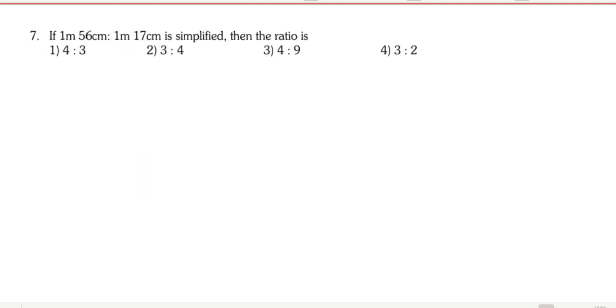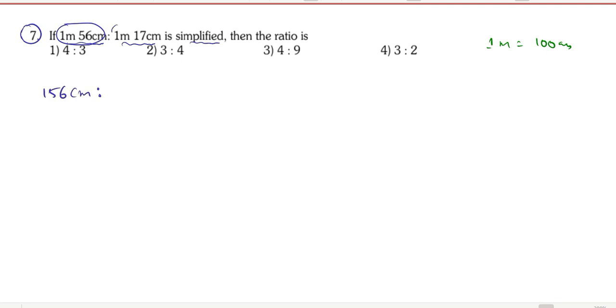Now let us go with the seventh question. If 1 meter 56 centimeters is to 1 meter 17 centimeters is simplified in the ratio. Here, we all know that 1 meter is equal to 100 centimeters. So 1 meter 56 centimeters can be written as 156 centimeters.